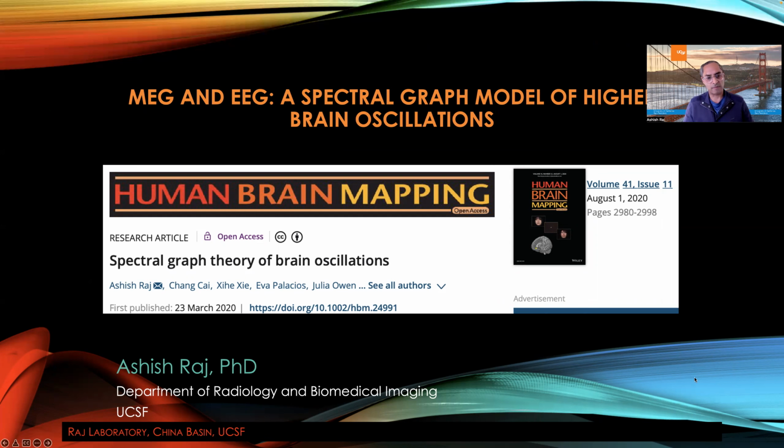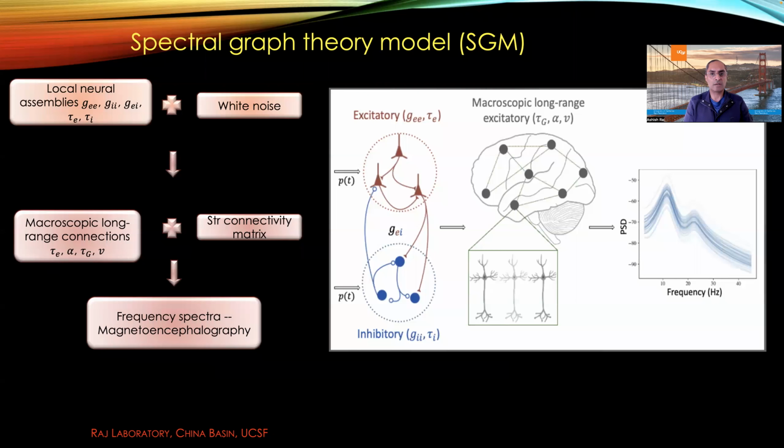And this was the subject of a paper we published in Human Brain Mapping in 2020, whose goal was to start with the work we presented so far and add more interesting delays and more interesting dynamics to it. And each node is now represented by a neural mass model of local neural assemblies.